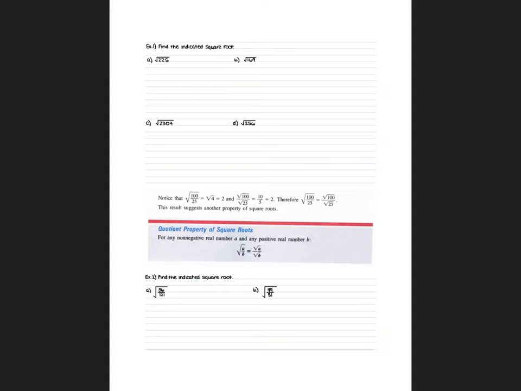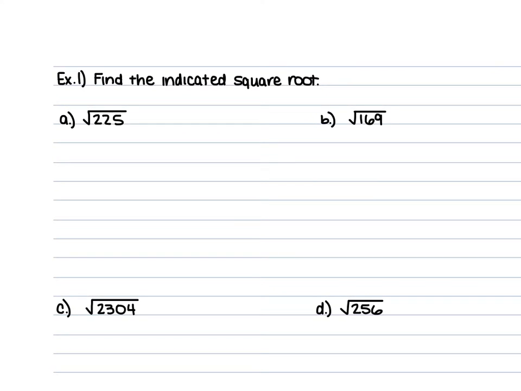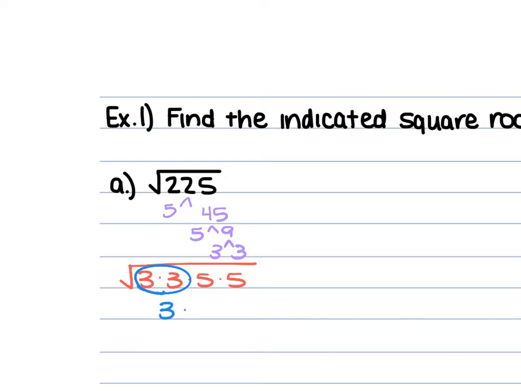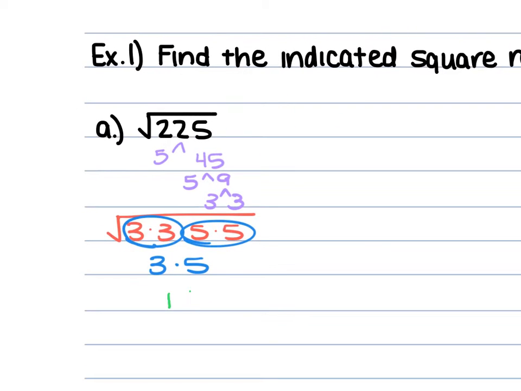So if we look at our first example, we are finding the square root of 225. The way that we can do this is find the prime factorization of 225 and rewrite this. So 225 is 5 times 45, and 45 is 5 times 9. 9 is 3 times 3. So this is the same exact thing as the square root of 3 times 3 times 5 times 5. We pair up groups of 2 in order to pull one of those numbers out. So we have 2 3s, we're going to pull 1 out. We have 2 5s, we pull 1 out, and we multiply those two. 3 times 5 is 15.